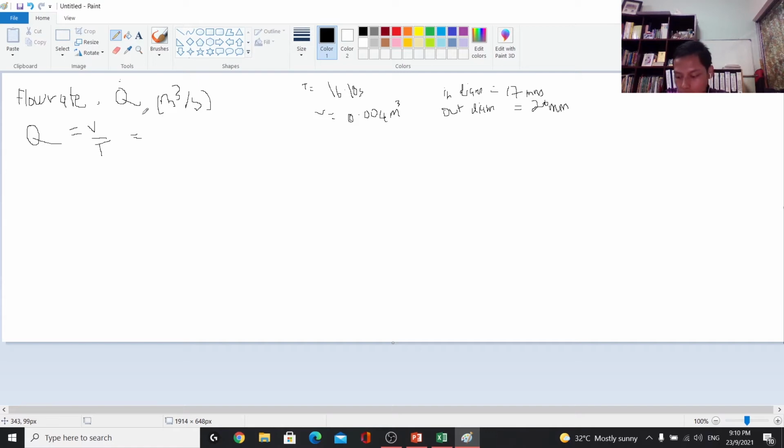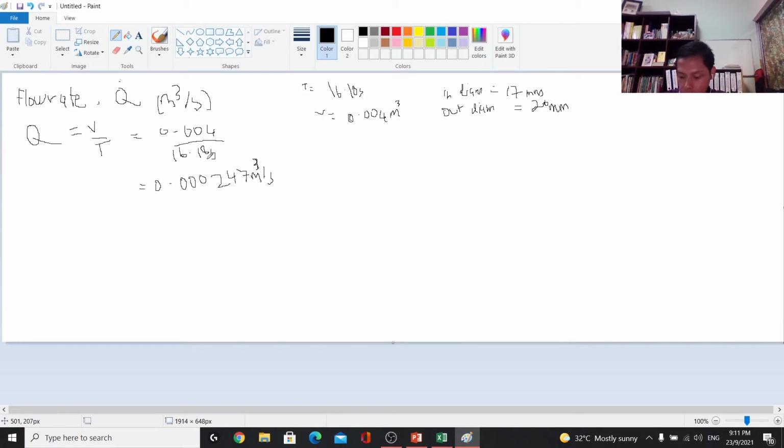So here we go on Q. We have 0.004 over the time, which is 16.18 seconds. So we got 0.0000247 meter cube over second. So this is the flow rate.